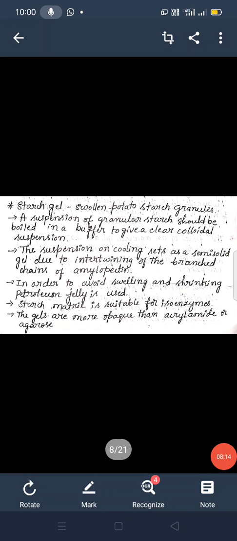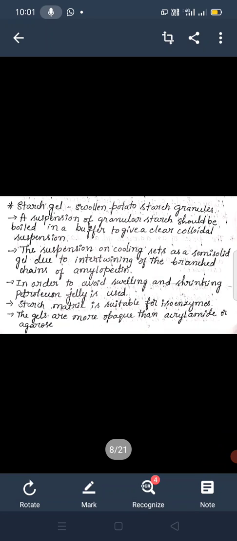In starch gel electrophoresis, swollen potato starch granules are used as a supporting medium, and a suspension of granular starch should be boiled in a buffer to give a clear colloidal suspension. The suspension on cooling sets as a semi-solid gel due to intertwining of the branched chains of amylopectin. In order to avoid swelling and shrinking of these potato starch granules, petroleum jelly is used.